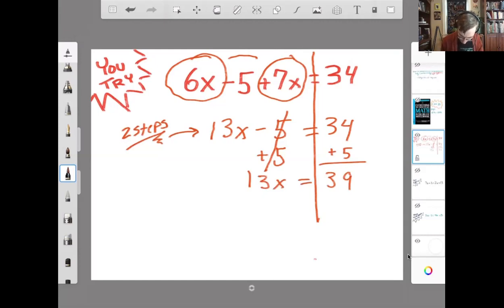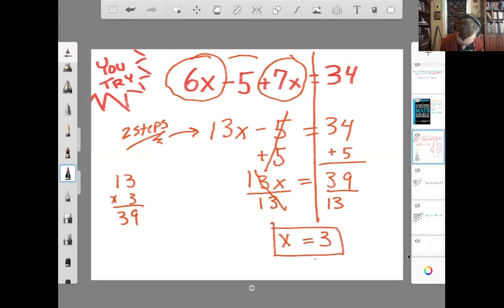Now, 13x is actually 13 times x, so just like our last problem, the opposite of multiplying 13 is dividing 13. So we're going to divide out 13 on this side. We're going to divide it on this side, and the new problem becomes 39 divided by 13. So 39 divided by 13 is actually 3, because 3 times 3 is 9, and 3 times 1 is 3. So x equals 3.